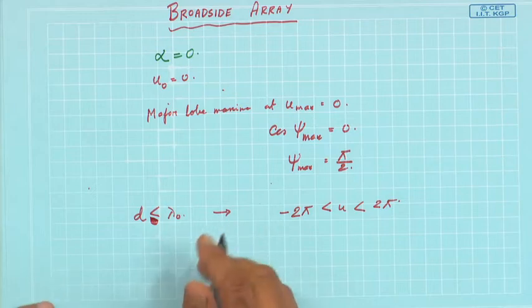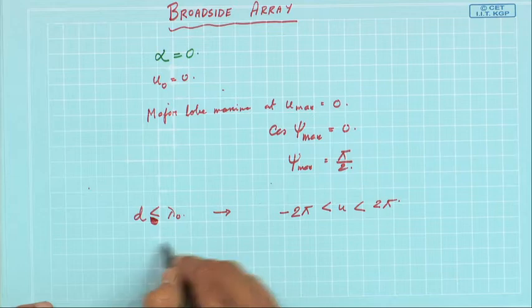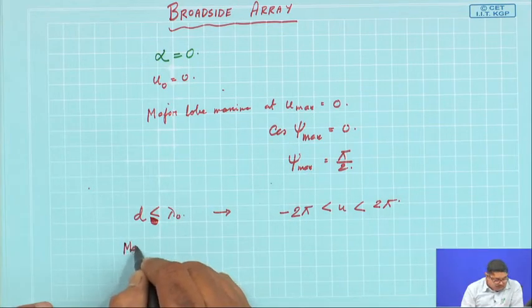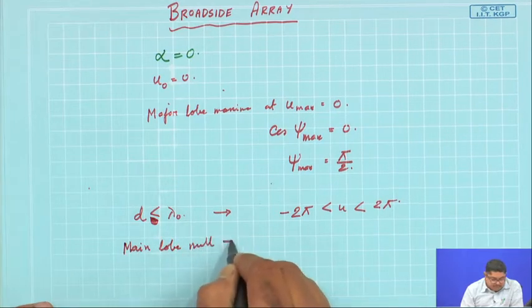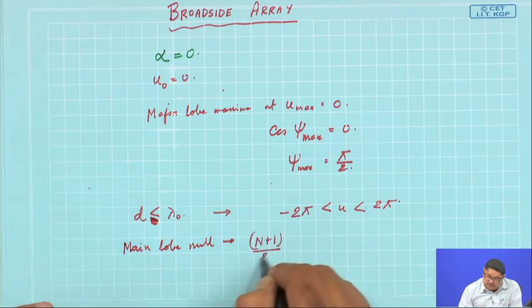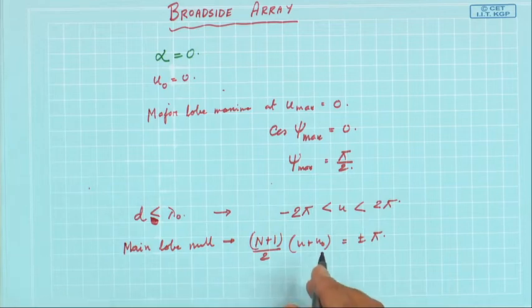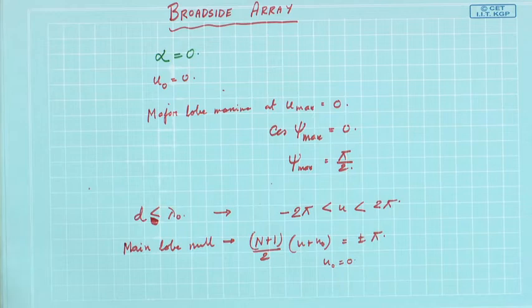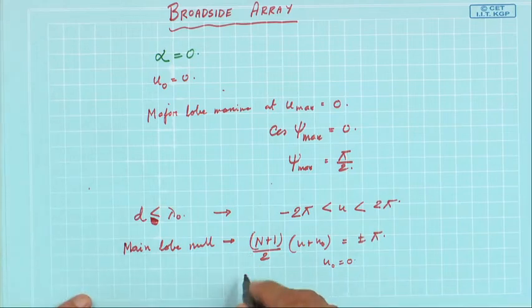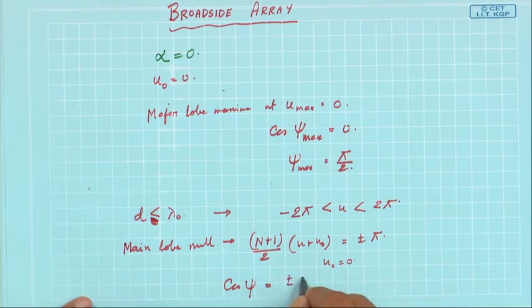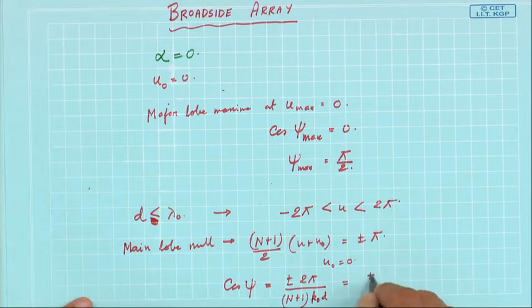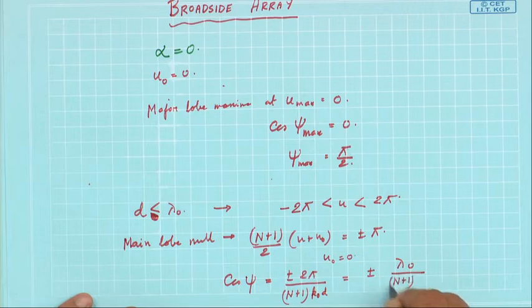So we have already seen the major lobe, now the main lobe null. We have generally seen that N by 2 times u plus u naught is equal to plus minus pi, but for broadside u naught is 0. So in this case u naught is 0. Let us find out. Can I say that cos psi, you put the value of psi, so you get cos psi is plus minus 2 pi by N plus 1 k naught d, which is plus minus lambda naught by N plus 1 d.